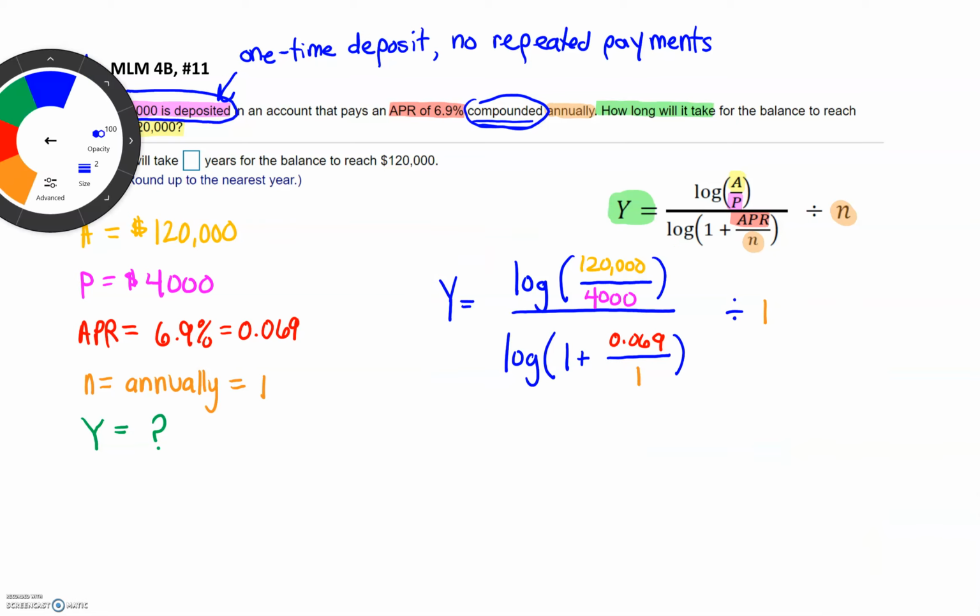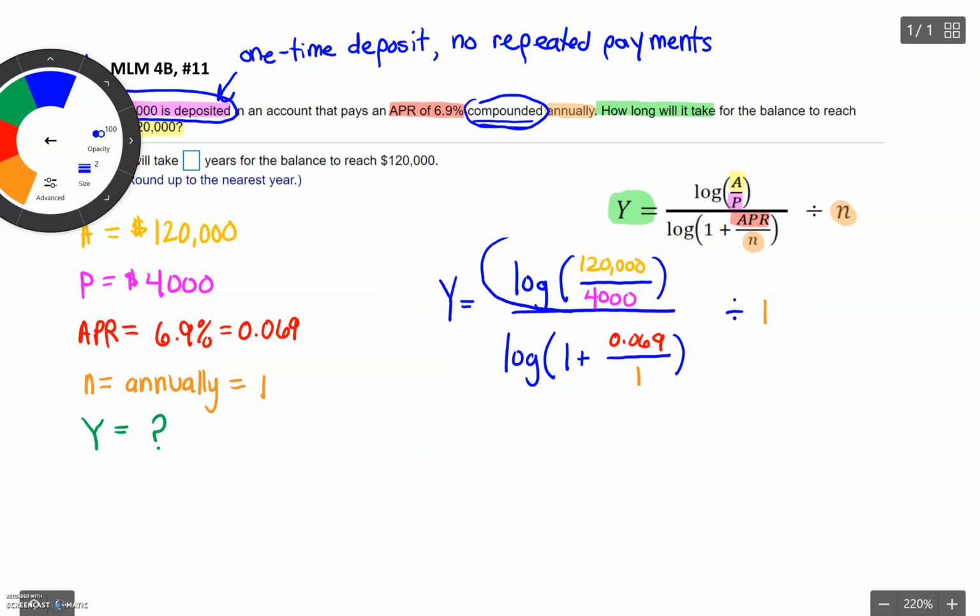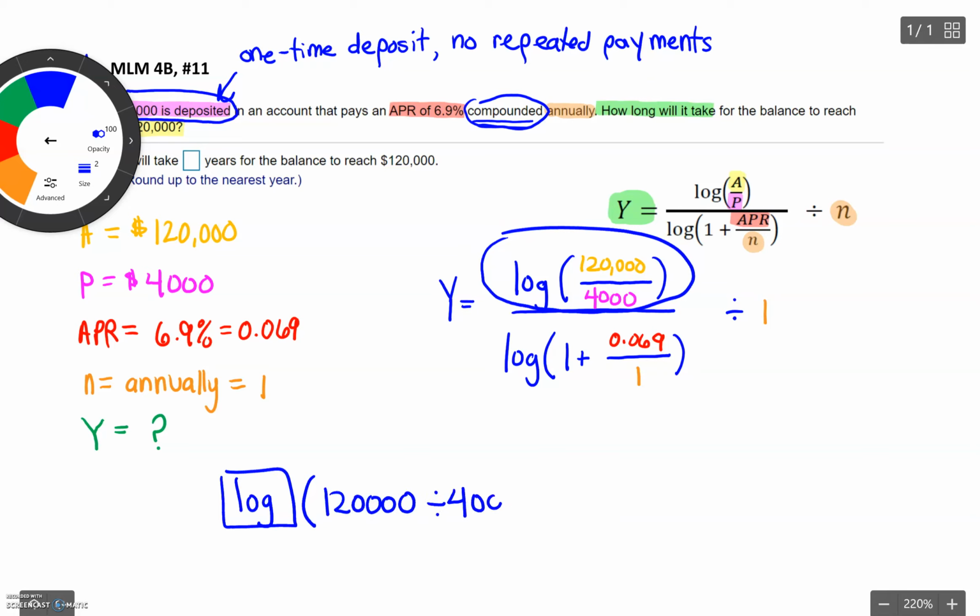So before I hop over to Desmos, let me talk a little bit about this entry that I'm going to do in my calculator. I'm going to start by entering this numerator. So I'm going to hit my log button on my calculator, which will probably automatically pop up in parentheses. Then I'll type my 120,000, my division button, and 4,000, and close that parentheses.